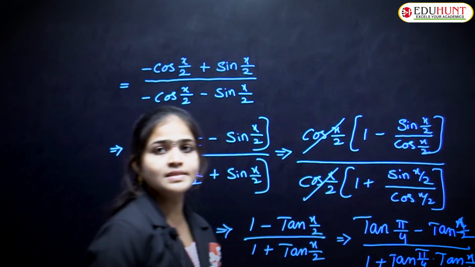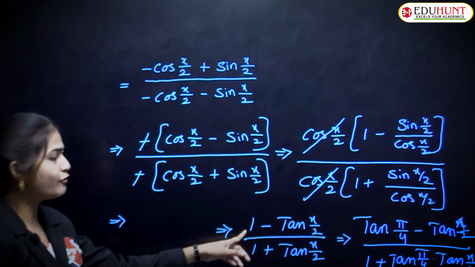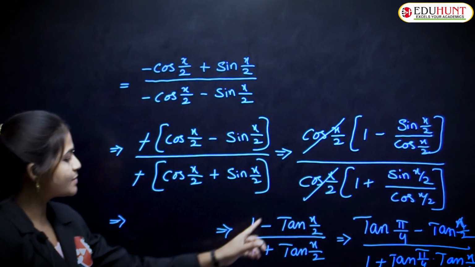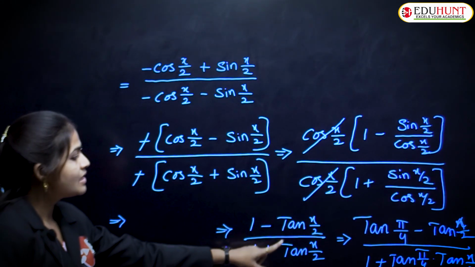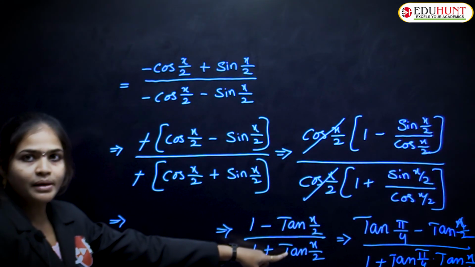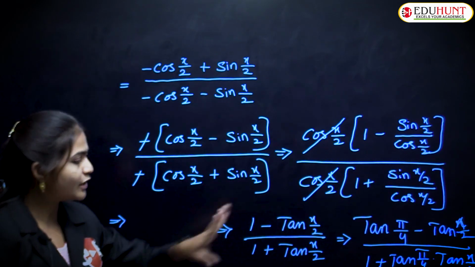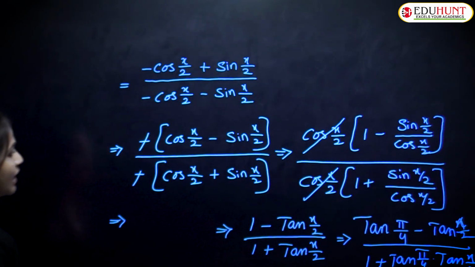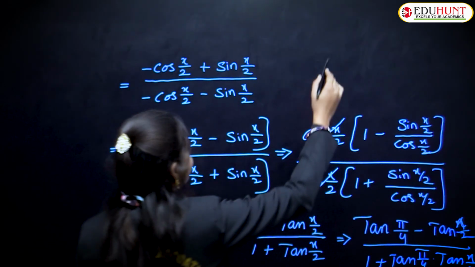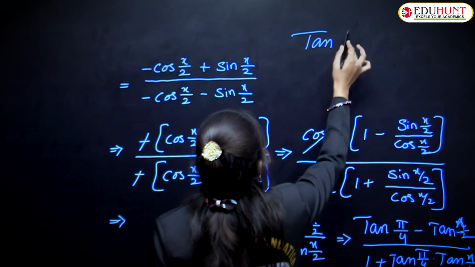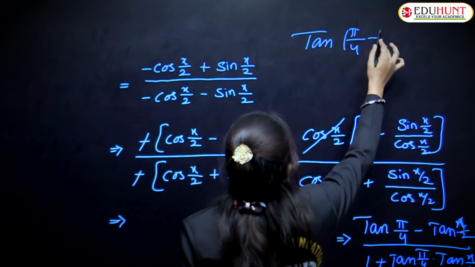Shall we write like this? Satisfying, no? Tan pi by 4 means 1. So 1 minus tan x by 2 by 1 plus tan pi by 4, 1 into tan x by 2, tan x by 2. Okay, so that is the formula of tan pi by 4 minus x by 2.